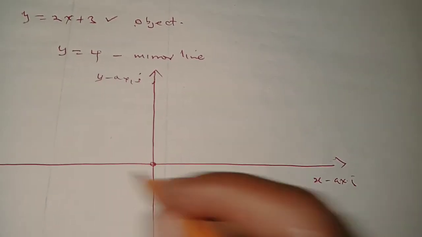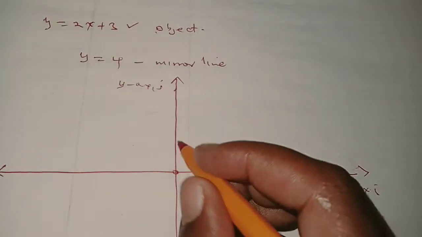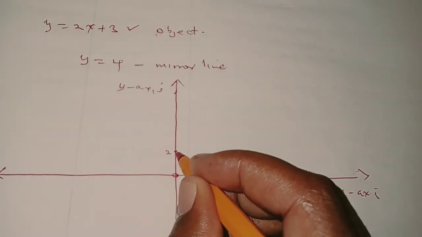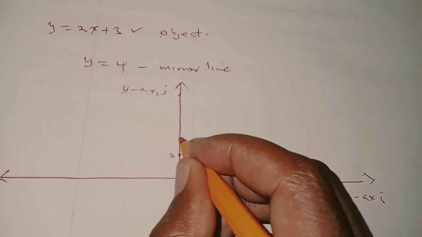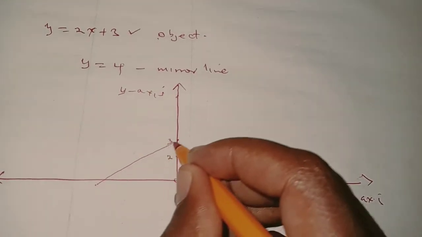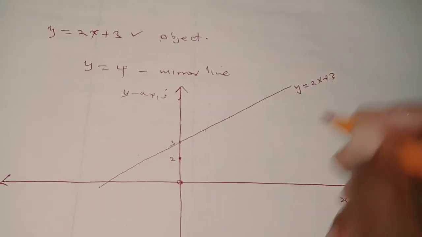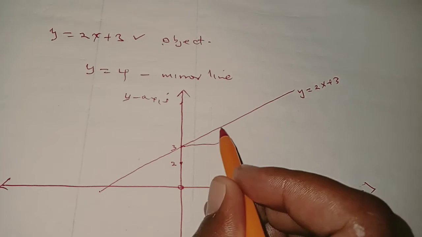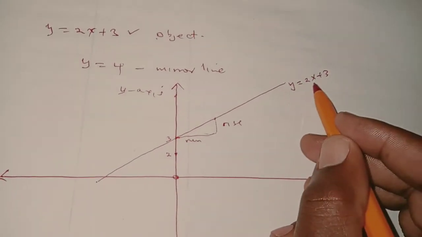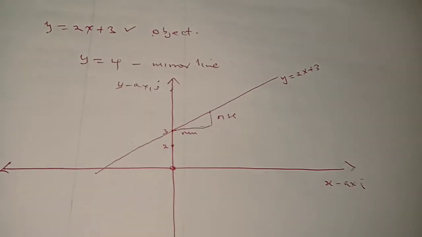So my line y equals 2x, which is the object, has a gradient of 2. So this is 2 here, and it has a gradient of 2, and also the y-intercept is 3. So that line passes through that. So this is y equals 2x plus 3. It has a gradient of 2. If you take the change in y over the change in x, rise over run, you'll get 2. But it cuts the y-axis at this point, which is why the y-intercept is 3, right?